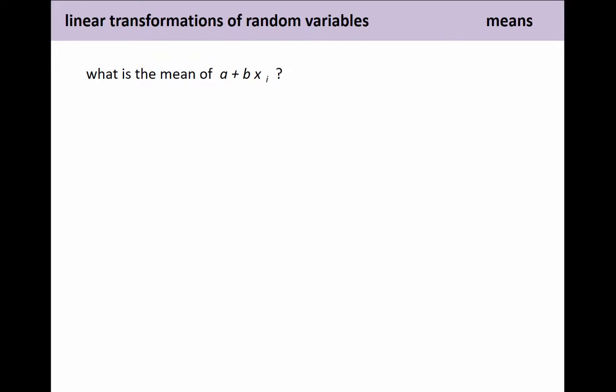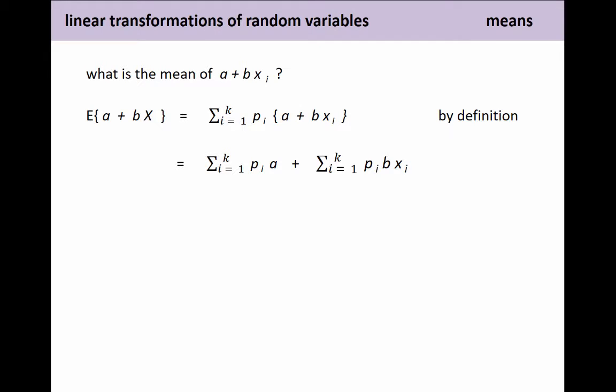So a question that we want to look at: what is the mean of this new random variable? What are we going to do to get this? Well, practicing the definitions for discrete random variables, the mean of a plus bx is just going to be a sum of the values p sub i times a plus bxi. That's just an application of the definition of the mean of a discrete random variable.